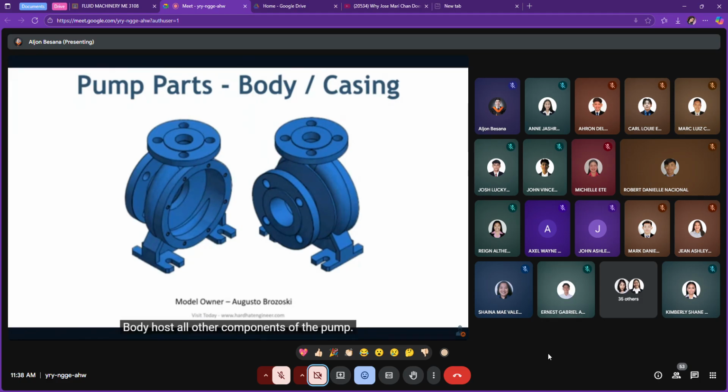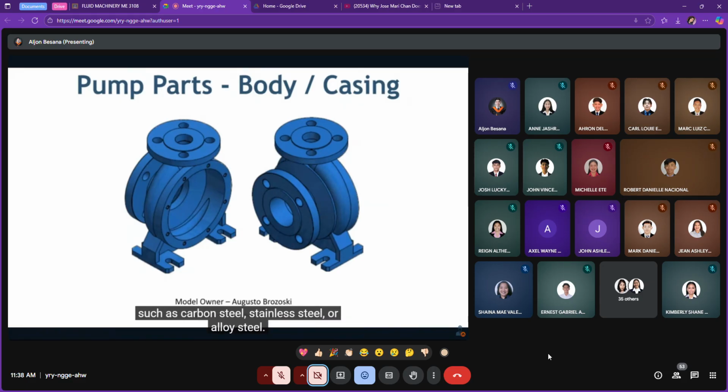Body hosts all other components of the pump. It will also provide the passage for the fluid. The volute design of the body helps in increasing the pressure head by converting energy. Depending on the pressure and the fluid property, it can be manufactured from different materials such as carbon steel, stainless steel or alloy steel.